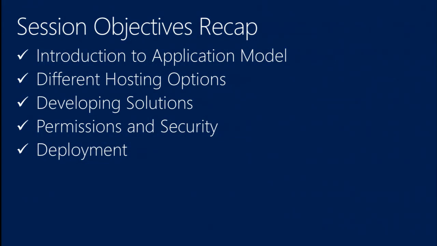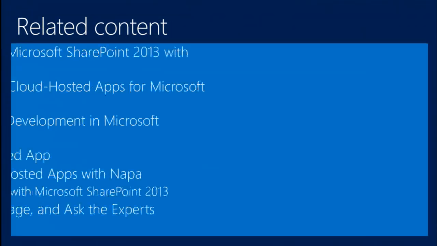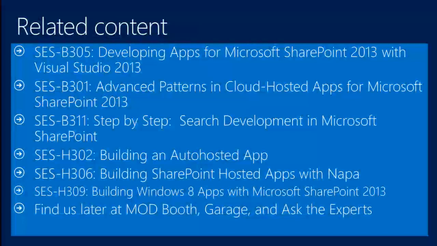All right, so what we originally started off with was to give you an introduction to the app model. We also wanted to talk to you about the different hosting options, how you decide where to put your application. We wanted to give you a quick overview on how to actually develop these solutions, what are the different tools that I have available to me, and a quick overview on permissions and security. There are deeper dives on all of these topics in different sessions. I think actually here we'll show you related content. We do have some additional information here. Building an auto-hosted app, there are some hands-on labs where you can actually get your hands dirty if you want to take a look at this a little bit deeper.